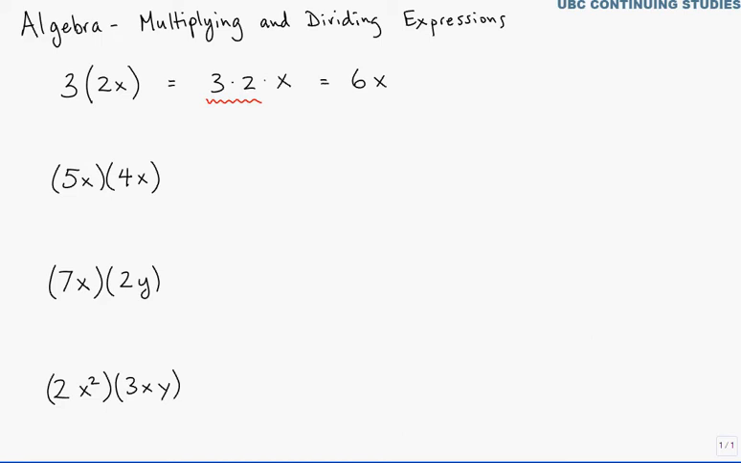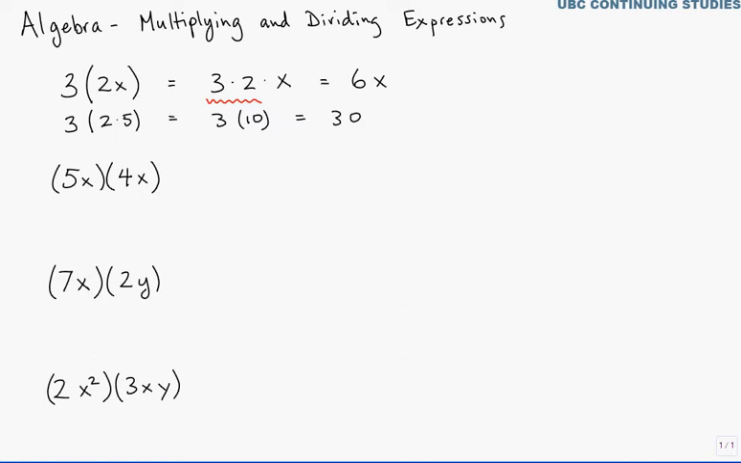And once again, if you're unsure about this, feel free to substitute some value for x. So for instance, if I replace x with 5, I have 3 times 2 times 5. Well, that's just 3 times 10, which is 30. And sure enough, if I replace the x in the expression above with 5, I also get 30. 6 times 5.